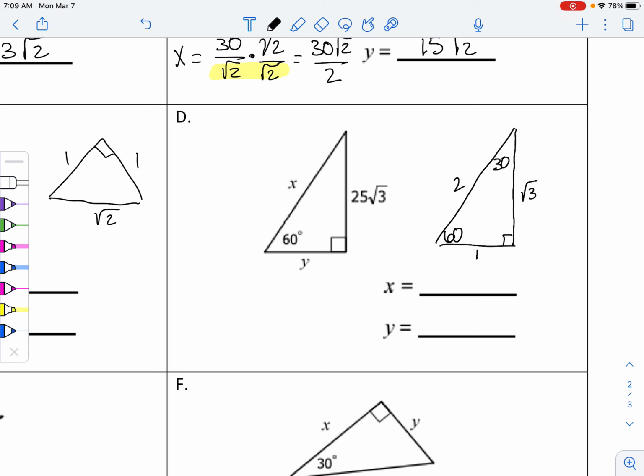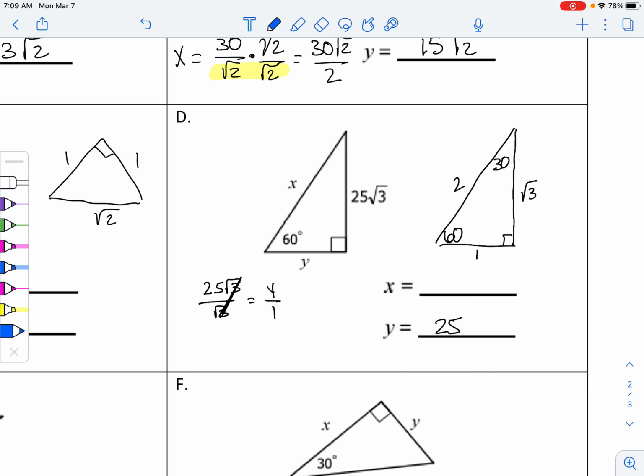It does not matter which side you solve for first. So I'm going to do 25 square root 3 over square root 3 equals y over 1. I chose that because the square roots cancel out. And what I see right away is that y is equal to 25. Dividing by 1 isn't going to change my answer.